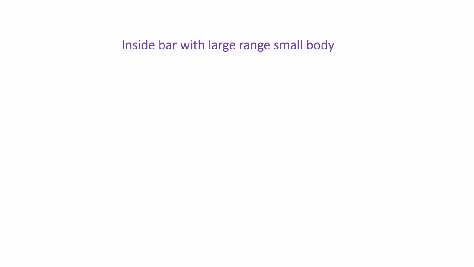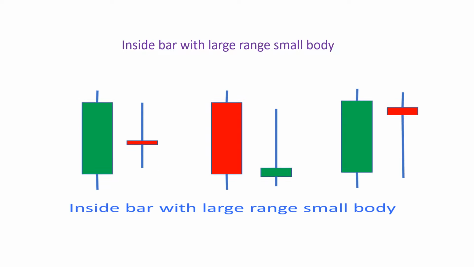Inside bar with large range small body. Now in this graph you see the range of inside bar are large compared to the mother bar, whereas the body are very small compared to the mother bar. It signifies low volatility and indecision and or pause in the market.